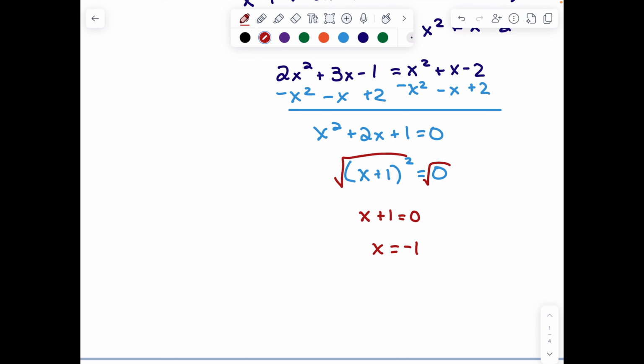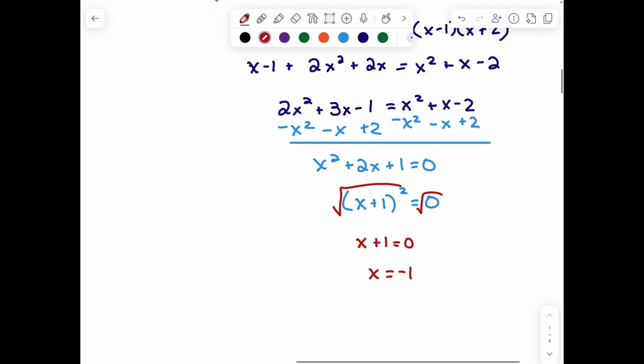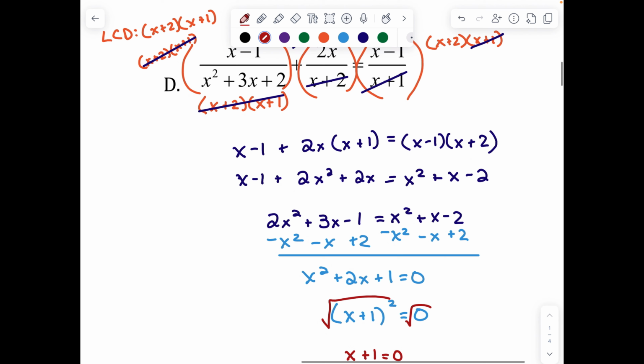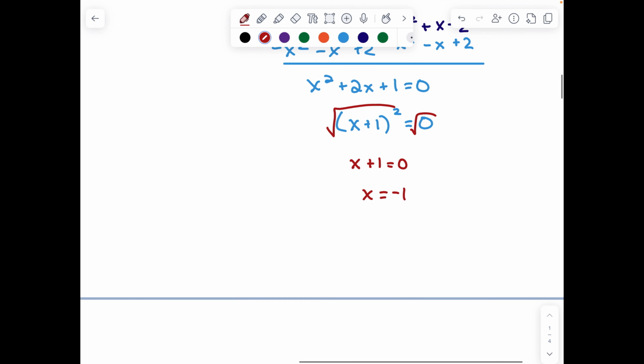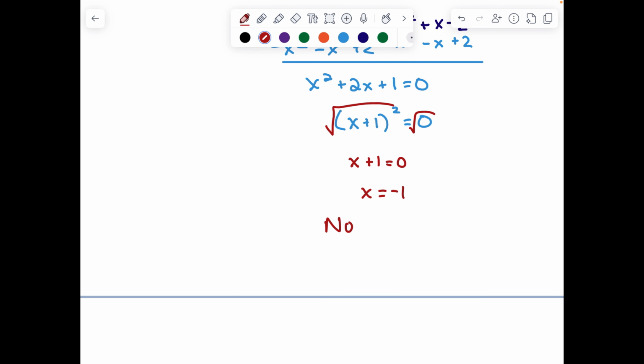Now again, this is where we need to check: will x equals negative 1 give us 0 in our denominator? So we go back up to our original, and I do see x plus 1 in our denominator, which means negative 1 is a restriction on our variable. So our answer here is going to end up being no solution.